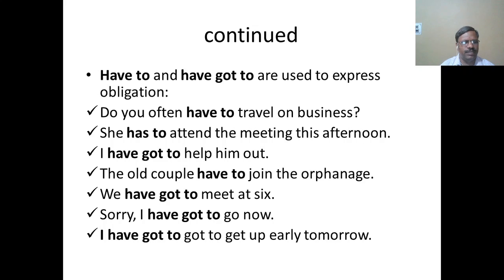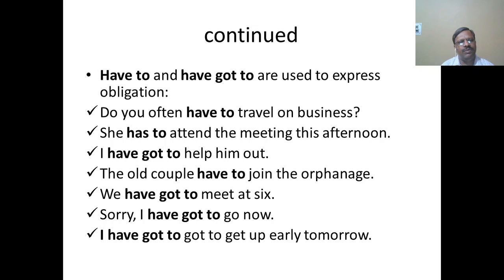It is an obligation, a must. She has to attend the meeting this afternoon. ಅವಳು ಇವತ್ತು ಮಧ್ಯಾಹ್ನ ಮೀಟಿಂಗನ್ನು ಅಟೆಂಡ್ ಮಾಡಬೇಕಾಗಿದೆ, ಹಾಜರಾಗಬೇಕಾಗಿದೆ. Instead, we can make use of must also: She must attend the meeting this afternoon. But here she has to, there is a compulsion, obligation.